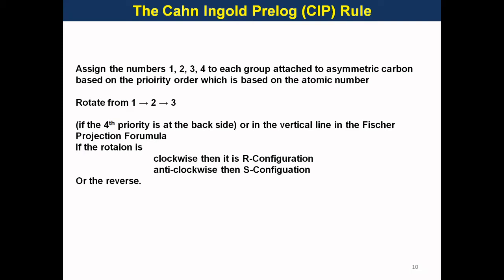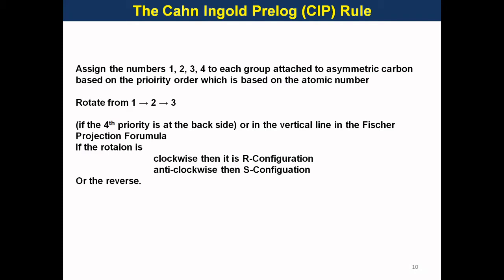The priority order is based on the atomic number. So we have to look for the highest atomic number, and that has to be given the priority number 1. The next priority goes to the group with the atomic number next to the highest one, and like that it should go on. So the first step is that we have to assign the values 1, 2, 3, 4 to each group attached to the asymmetric center.